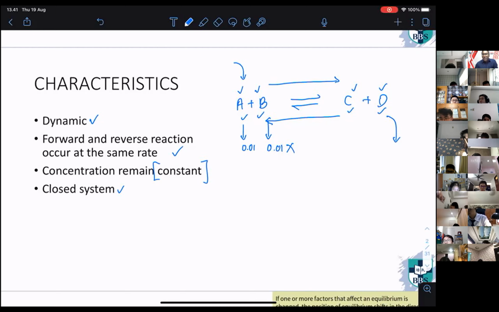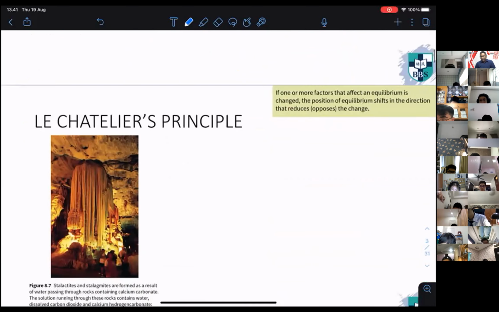But when you remove or you add, it's already open. So there is a need to recalibrate the system. It means the system will reach a new equilibrium again. Once they reach the new equilibrium, when they are dynamic, the forward reaction rate and backward reaction rate are the same, and concentration remains constant, then you already have a new equilibrium. That is going to be the characteristic.